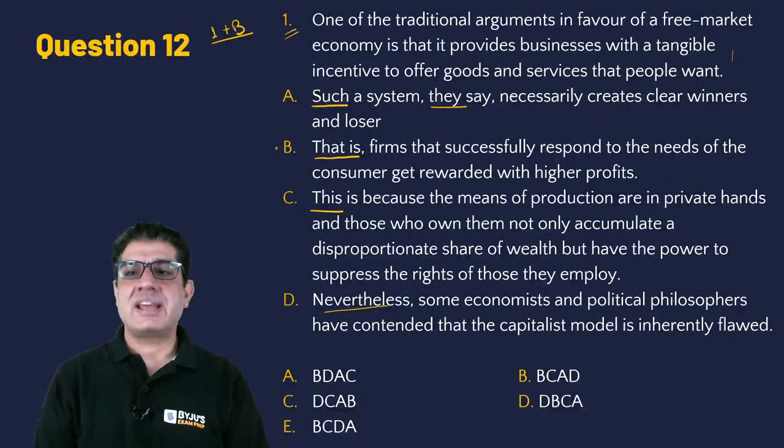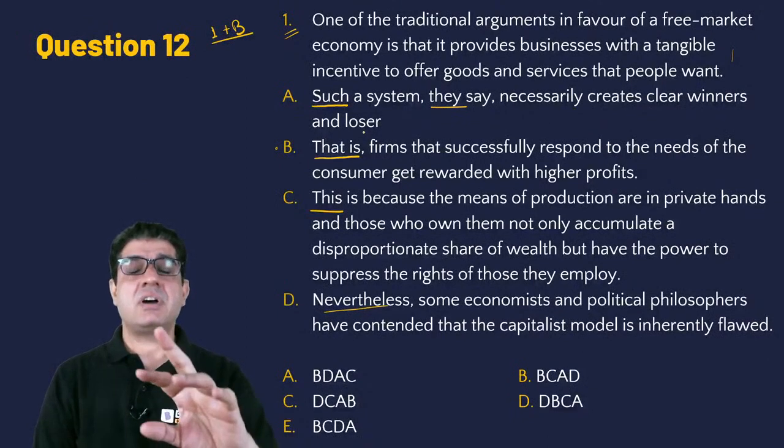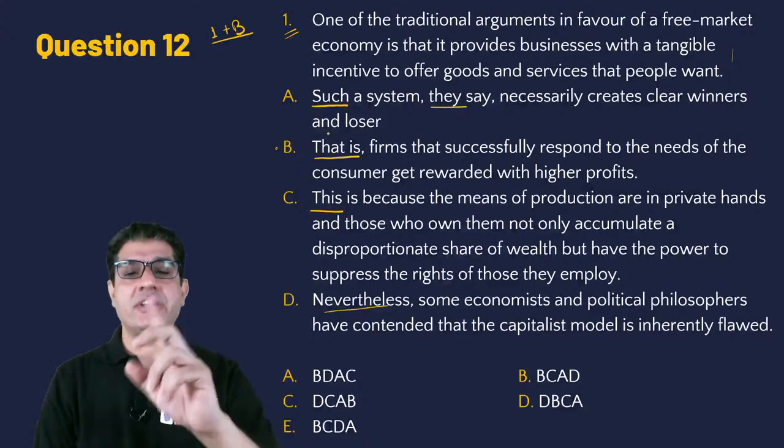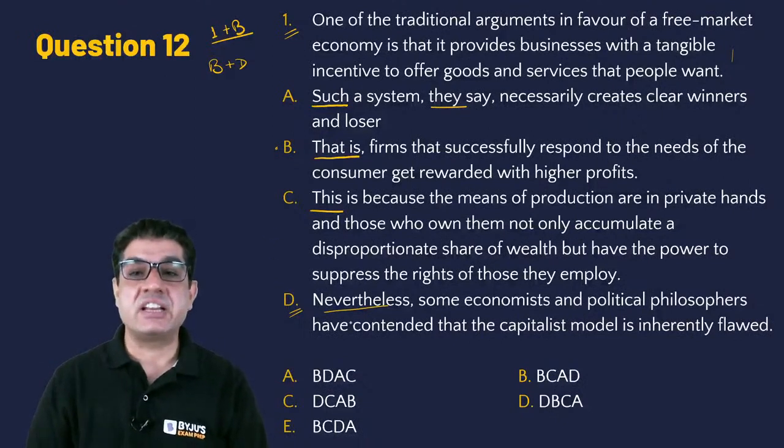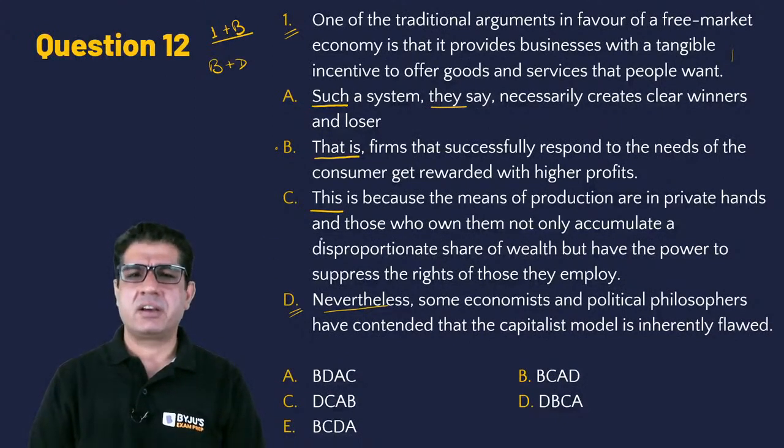But then the rest of them are contradictory. So in order to introduce that contrast, you need to put D immediately after B. So nevertheless, some economists and political philosophers have contended that the capitalist model is inherently flawed. And let's see if we can find our answer. Do we have BD at the beginning anywhere? Yes, it is there in option A. So that's going to be our answer.